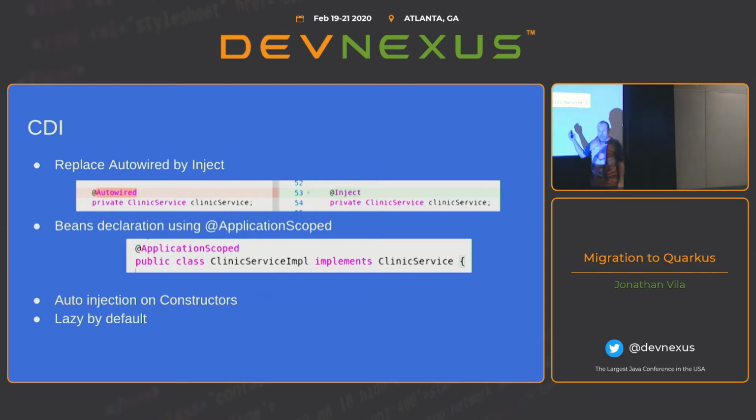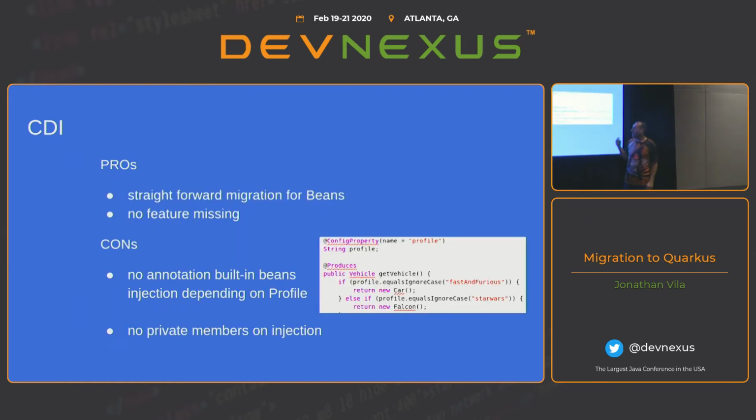One of the good things in this case is that on the beans, we have auto injection on the constructors if you have only one constructor. So all the arguments in the constructor will be auto injected. And wow, lazy by default. Okay, so you don't have to take care of this laziness. It's already lazy by default. Okay, so the pro things.